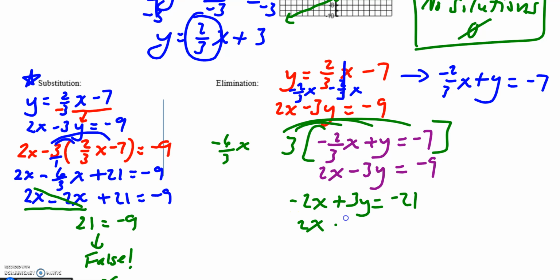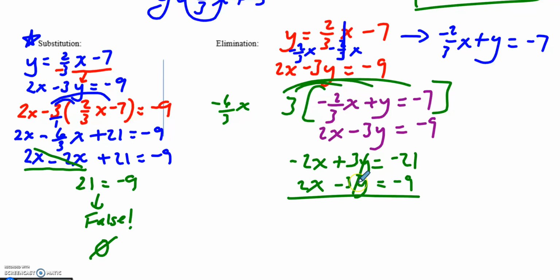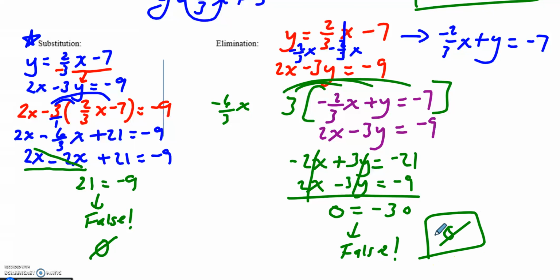Second equation stays exactly the same. Again, I would suggest you recopying it, less room for error. These now combine to be 0 or cross out. These now combine to be 0 or cross out. So on this side, I'm left with 0 equals negative 30. This statement doesn't make sense. So just like the substitution method, this is again false, which means that my answer for a third time is no solution.